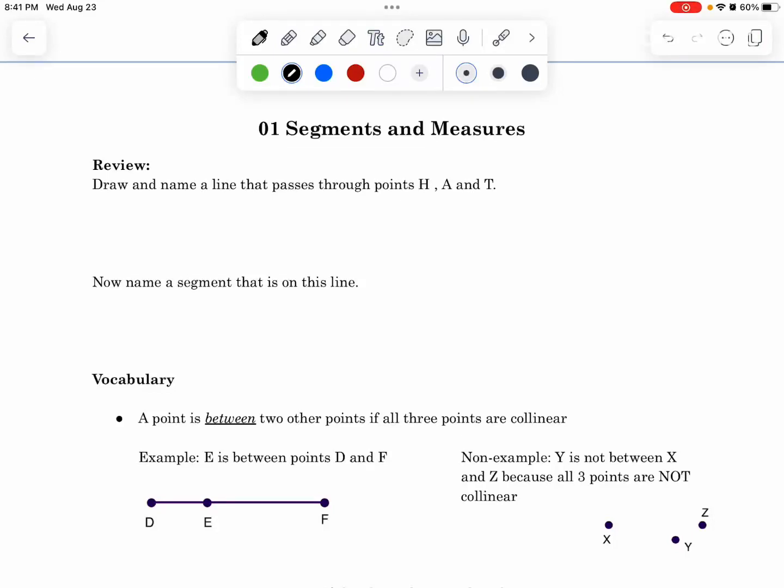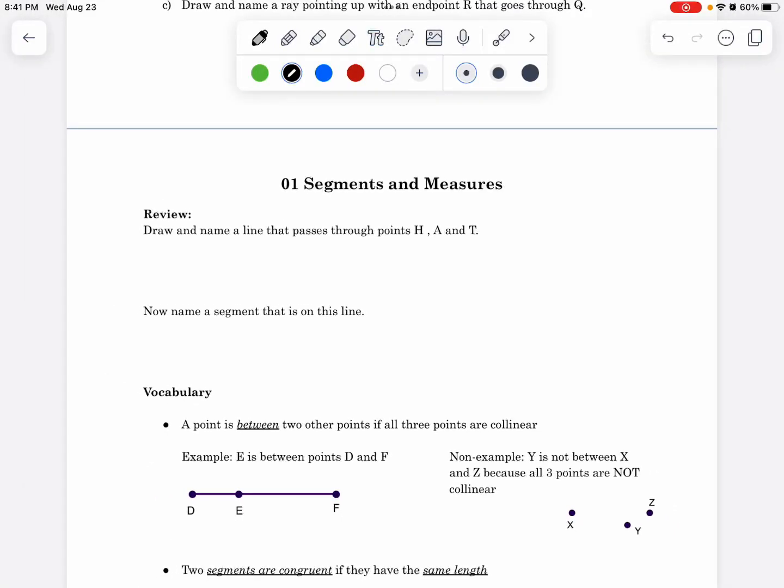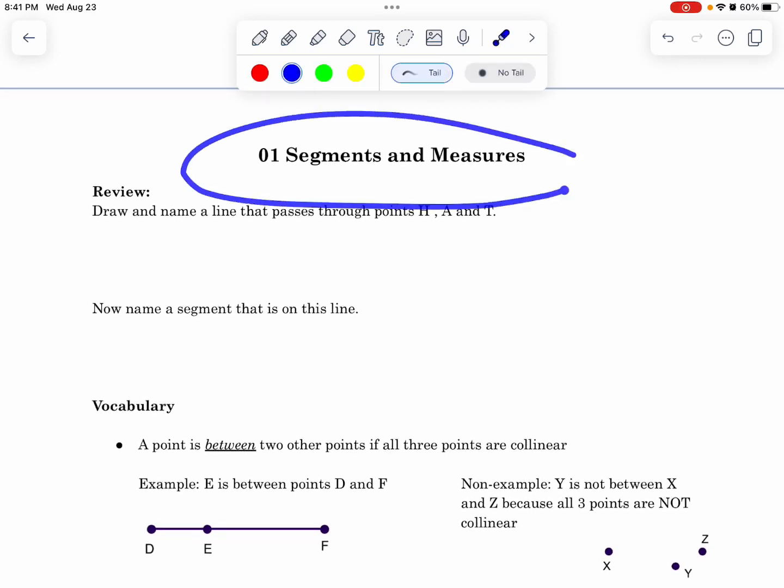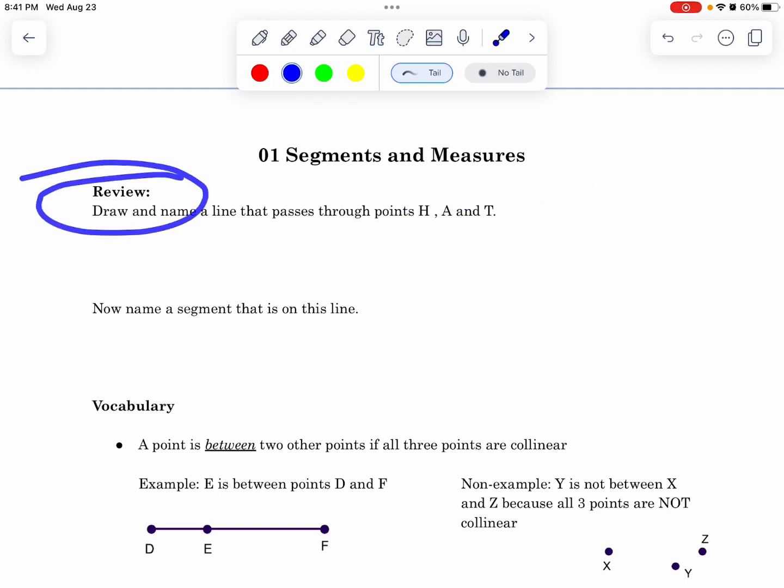Okay, fam, we are on, what page is this? Does it say? I think this is page 4 of our packet. Find where it says 0, 1 segments and measures, and it starts with review.